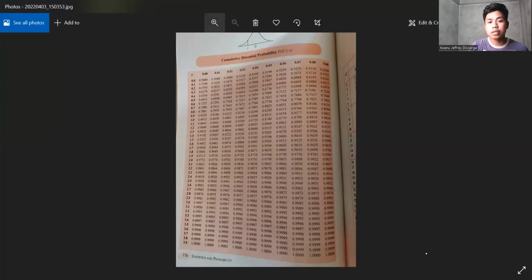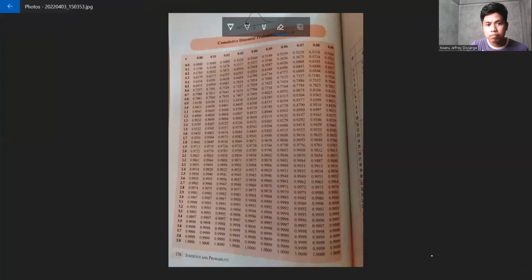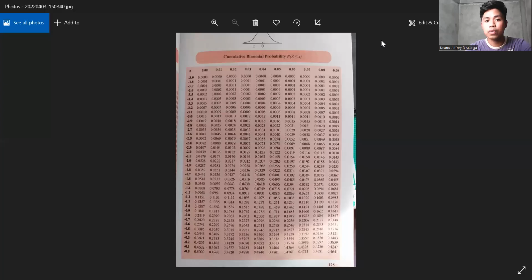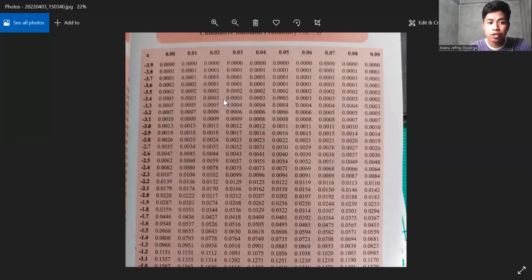Not this one, this one. Okay, wait lang. Negative 2. Okay, so ito yung table na isa sa page 175. So makikita naman natin dito yung mga range ng negative values. So makikita nyo yung negative 2.